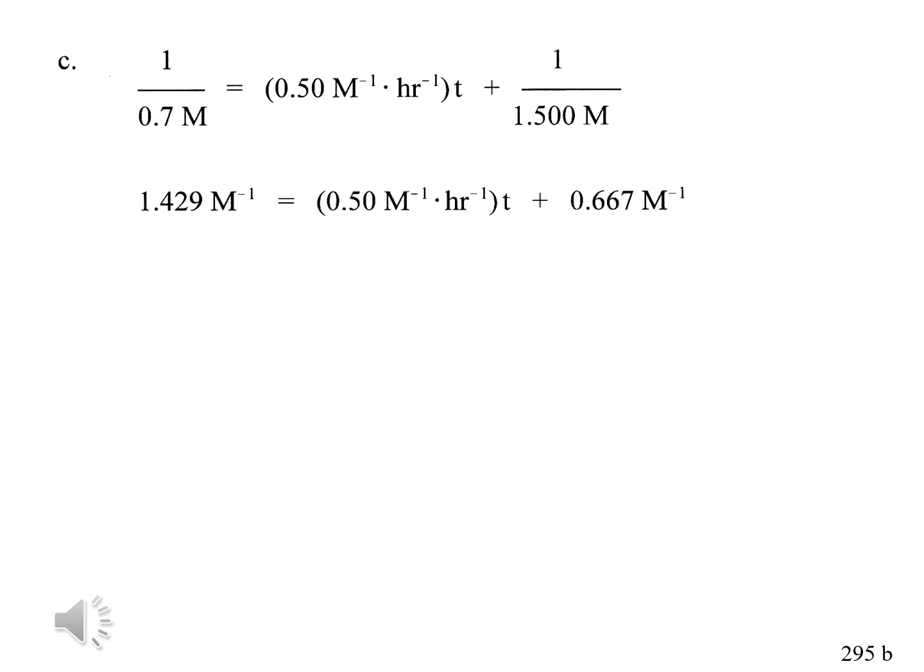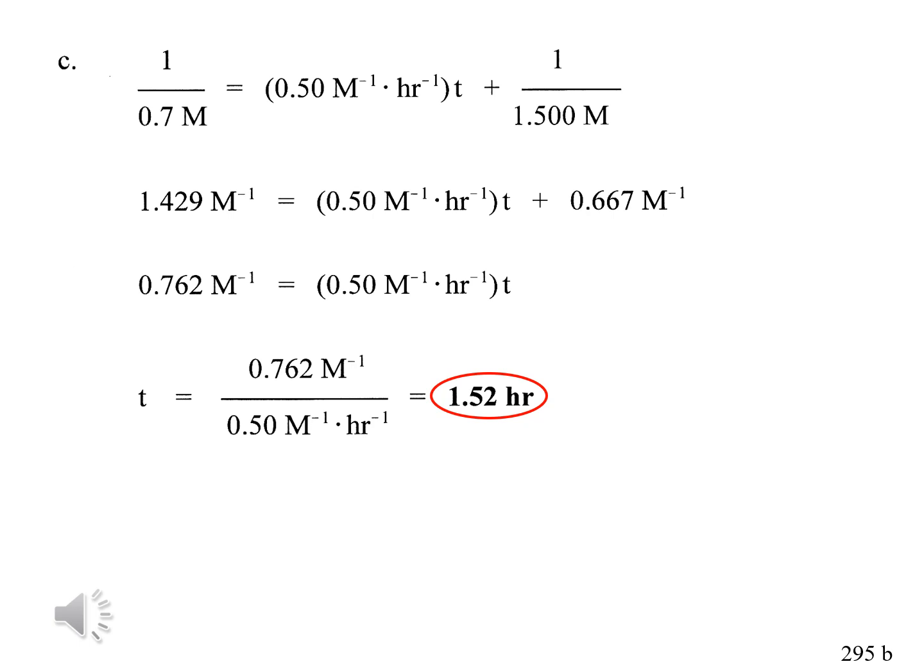You first take the reciprocals, and then a lot of people get stuck at this point, but if you want to solve for T, what you have to do is get rid of the 0.667 on the right, and you do that by subtracting from both sides. After you subtract, you then have to divide by what's next to the T, and that gives you 1.52 hours. So that's how long it takes to get to that concentration.